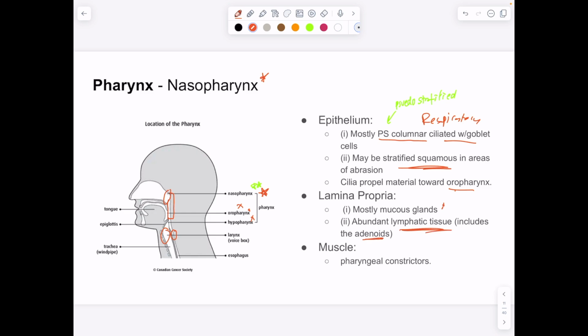All right, there will be some muscle in this region. Those are the pharyngeal constrictors. Again, I don't think this is something we really need to know for our exam, but it's good to know, at least in the sense that if you are asked what the epithelium of the pharynx or the nasopharynx would be, you're just like, oh, well, it's respiratory. By default, I'm going to guess respiratory.